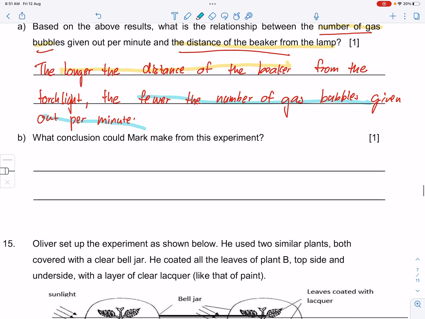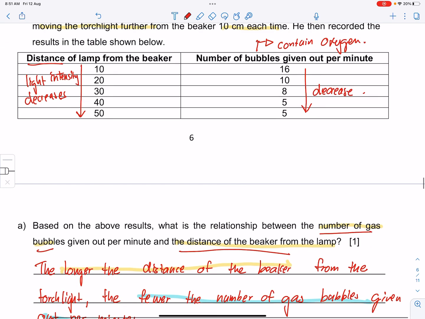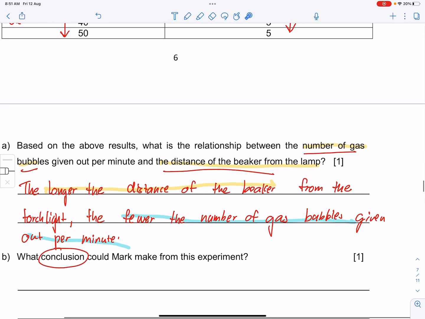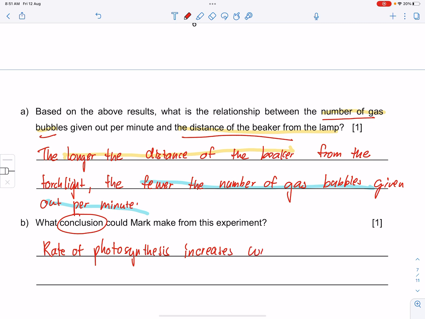Next, what conclusion could Mark make from the experiment? So because it's a conclusion, you need to see what is being translated. So distance of lamp is actually light intensity. Number of bubbles actually is talking about rate of photosynthesis. Okay, so you have to translate it. So what it means is that rate of photosynthesis increases with increasing light intensity.